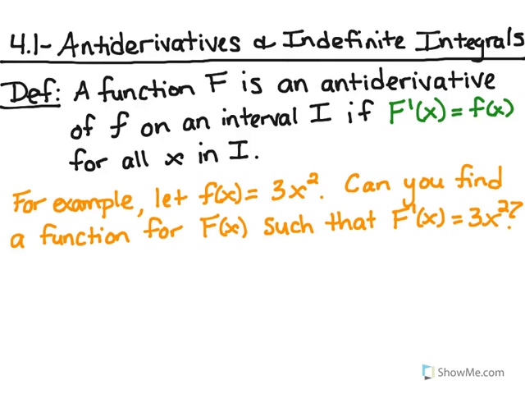So what does that really mean? Let's take a look at the function f of x equals 3x squared. Can you find a function where, if you find the derivative of it, you're going to end up with 3x squared? So think back to when you were finding derivatives using the power rule. The derivative of what thing would give you 3x squared? Think about it for a minute.